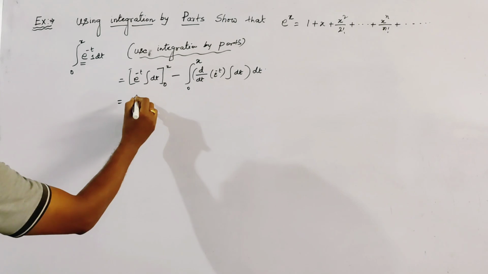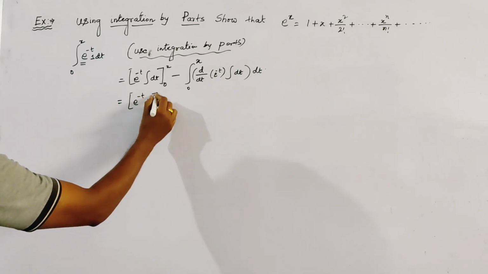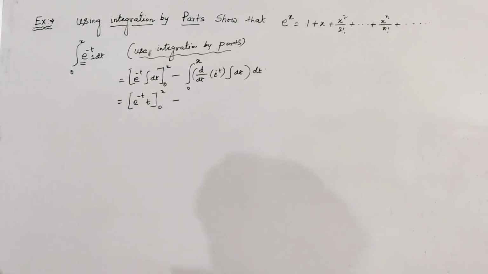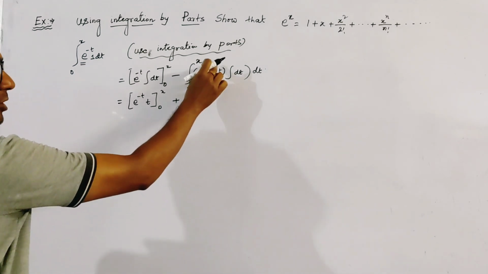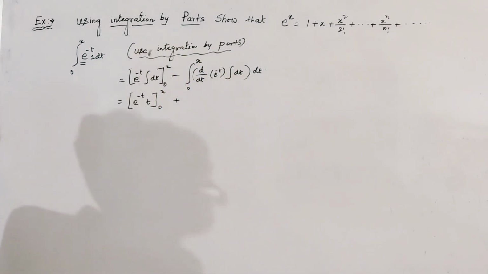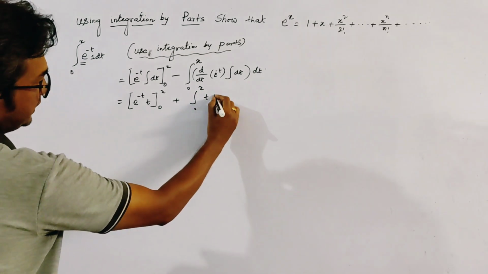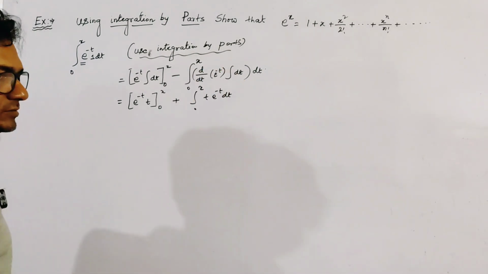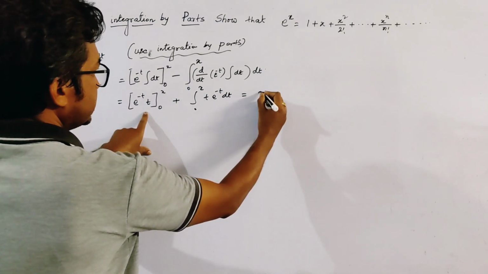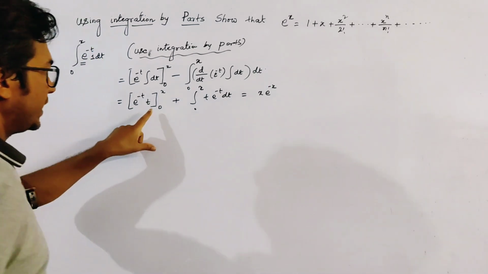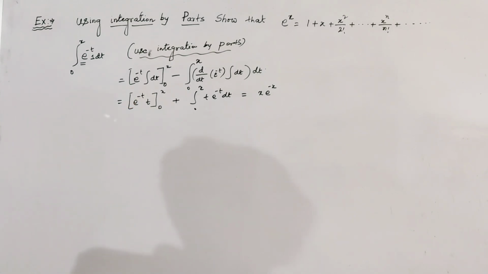So from this term we get e to the power minus t into t, and the range is 0 to x, and from the second term we get plus, because the derivative of e to the power minus t is minus e to the power minus t, so this is 0 to x t e to the power minus t dt. Now from the first term we get x e to the power minus x, and for the lower limit this is 0 because t is present.